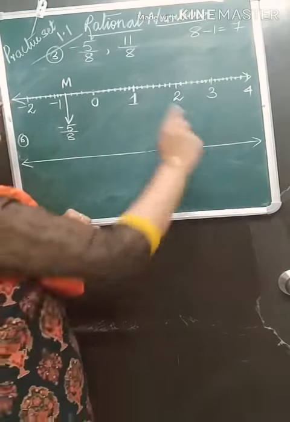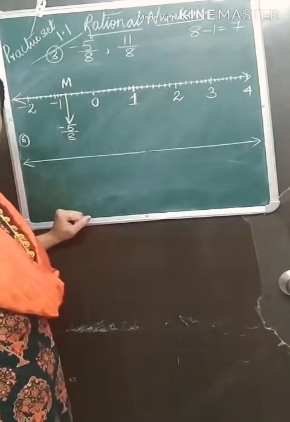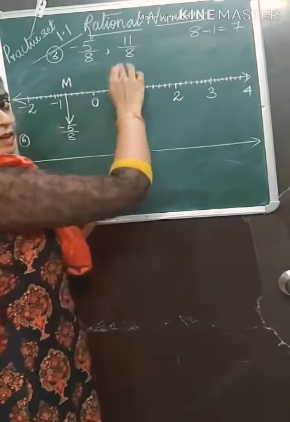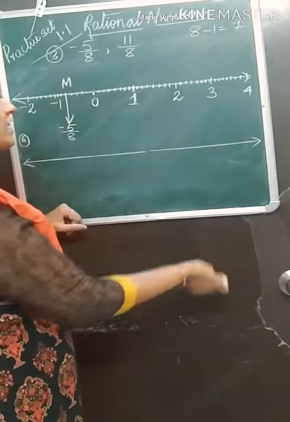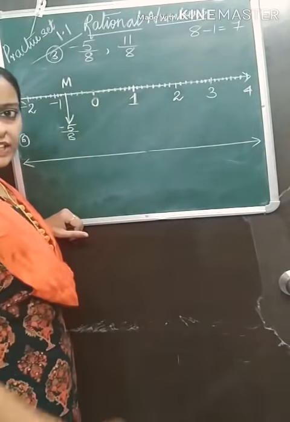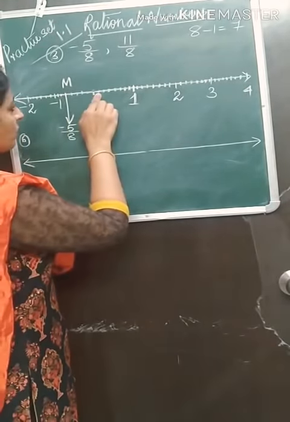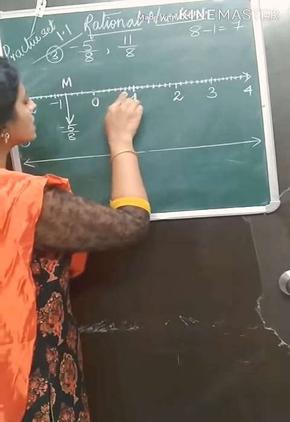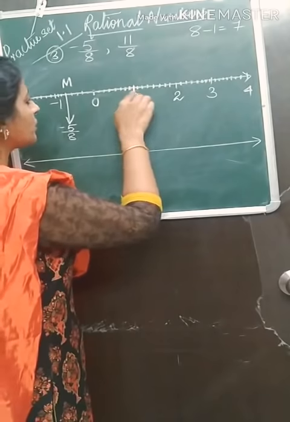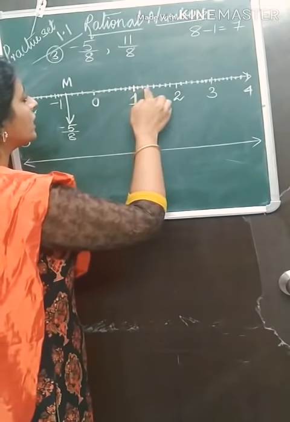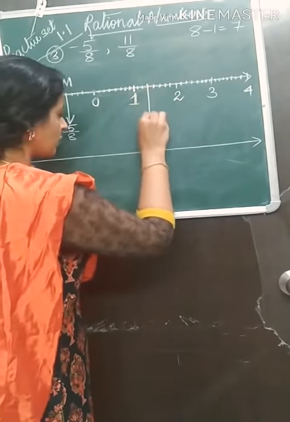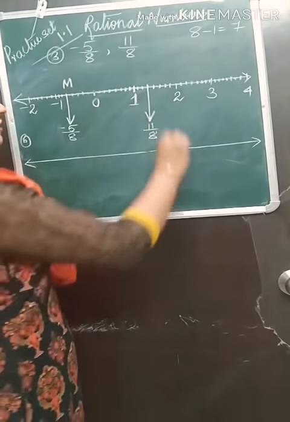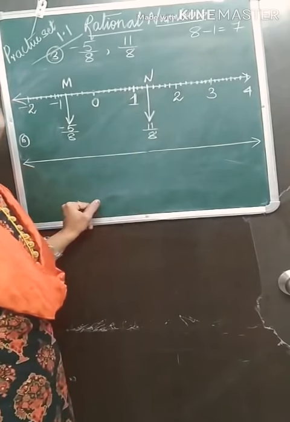Easy? Okay. Now the next number is 11 upon 8. How will you represent 11 upon 8? 11 upon 8 is a positive number, so it will come on the right side. So after 0, start counting. First dot 1 upon 8, 2 upon 8, 3 upon 8, 4 upon 8, 5 upon 8, 6 upon 8, 7 upon 8, 8 upon 8, 9 upon 8, 10 upon 8, 11 upon 8. So this will be 11 upon 8. Give a name, point N.